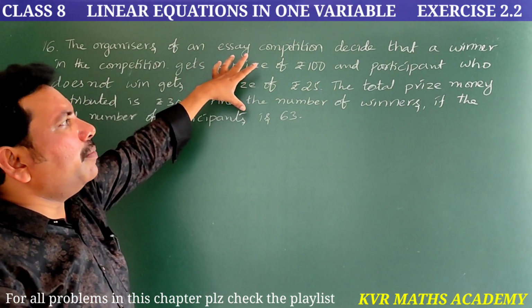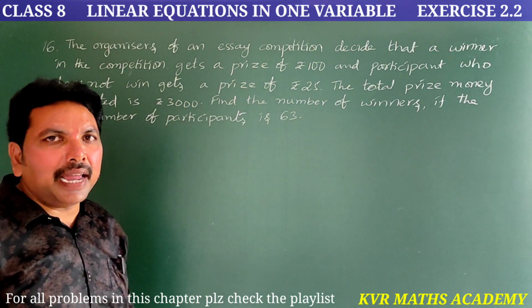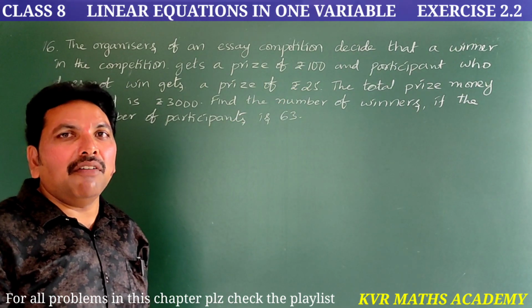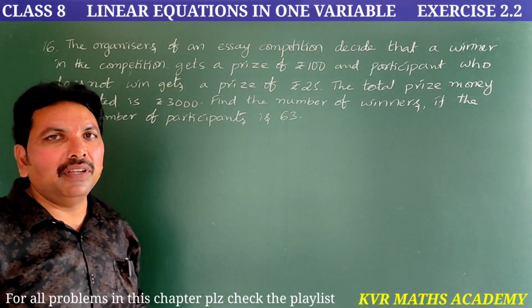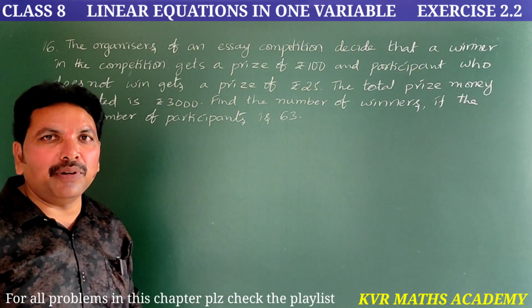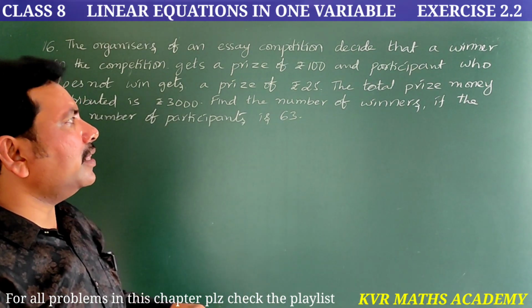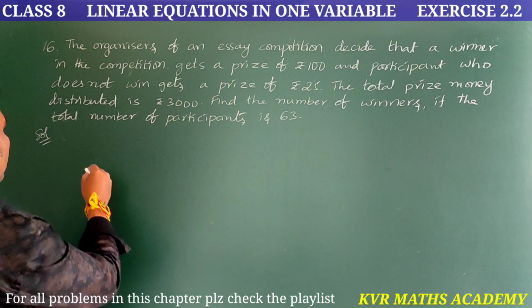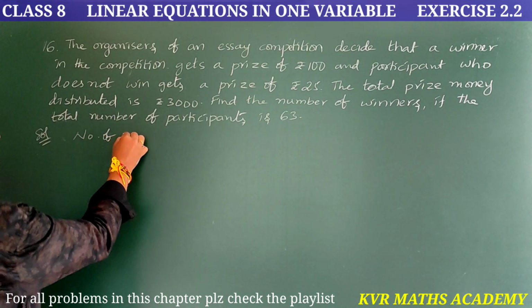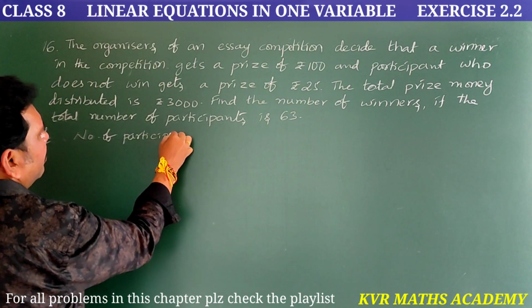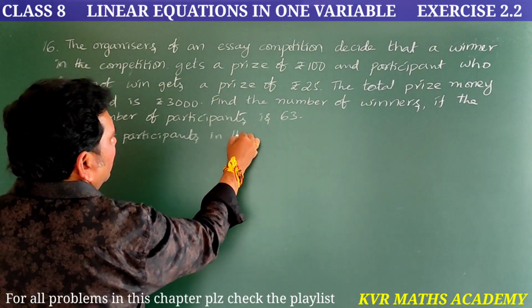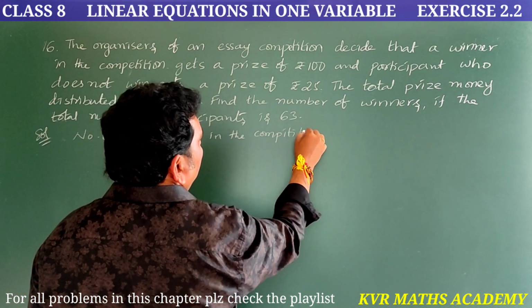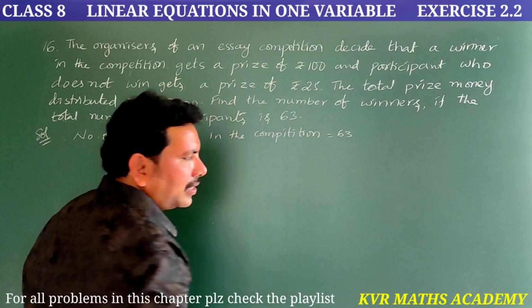So in this essay competition, every winner is getting rupees 100 and the participant who does not win is getting rupees 25. So totally 3000 rupees is distributed. So how many winners are there? We have to find. Yes. Solution. Number of participants in the competition is equal to 63. Right?